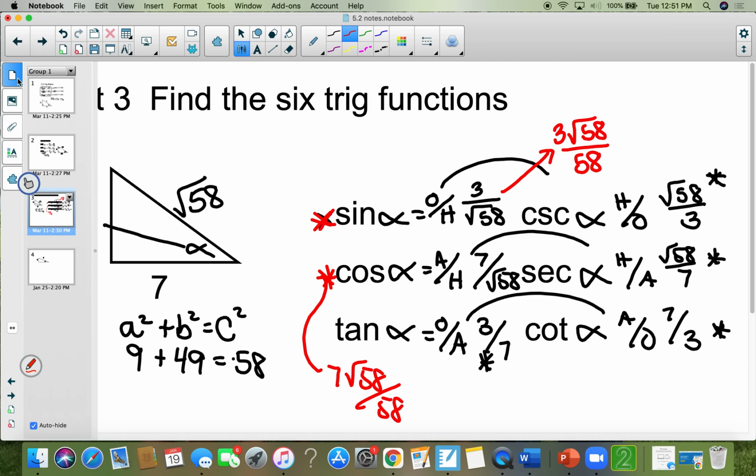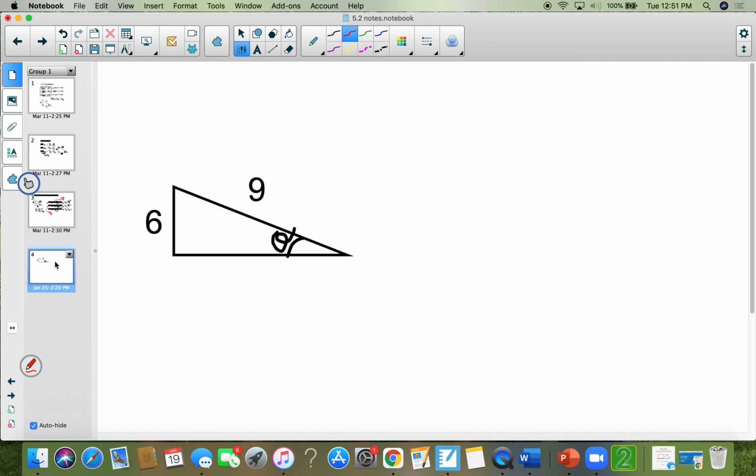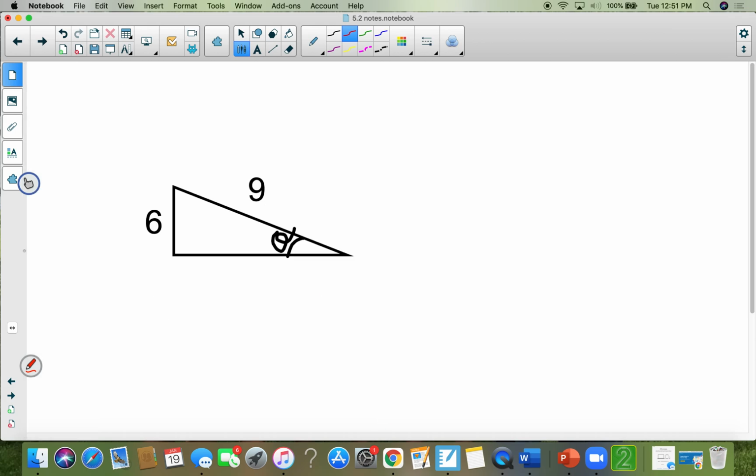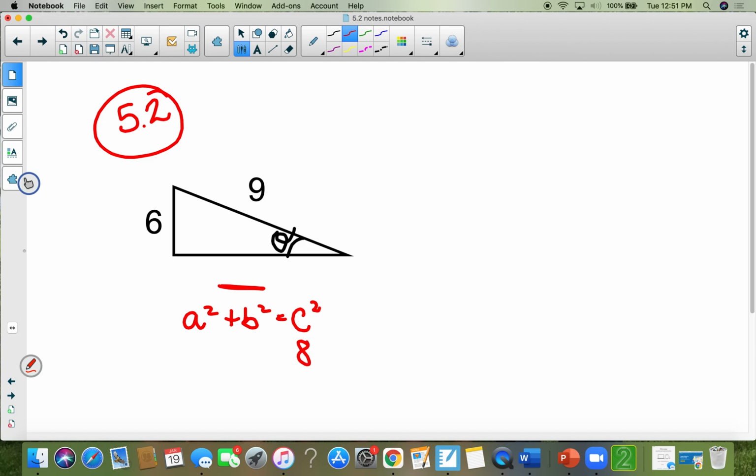Okay, last page. This is the last page. This is basically all you're going to be doing on the worksheet for this assignment for 5.2. So this is all they're going to ask you to do. They're going to ask you to maybe find this missing side. A squared plus b squared equals c squared. The hypotenuse is given, which is 81. One of the sides is given, 36, plus b squared.